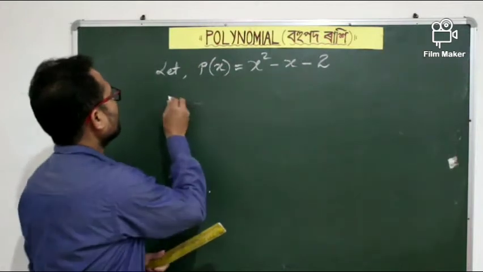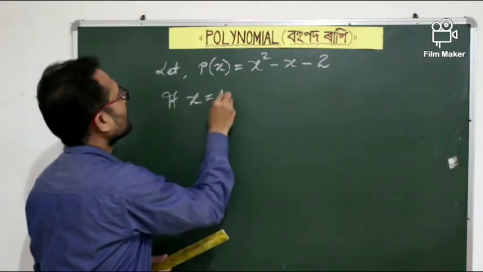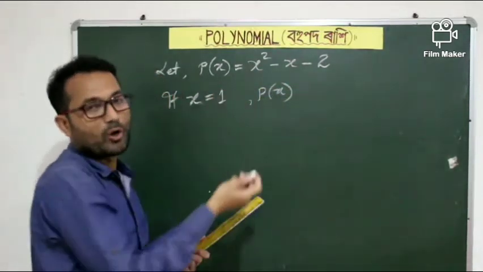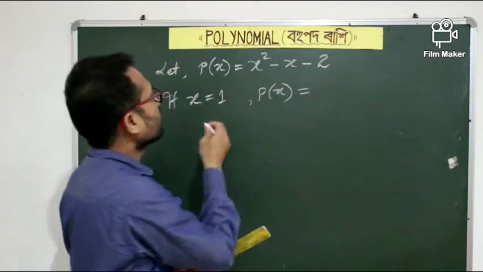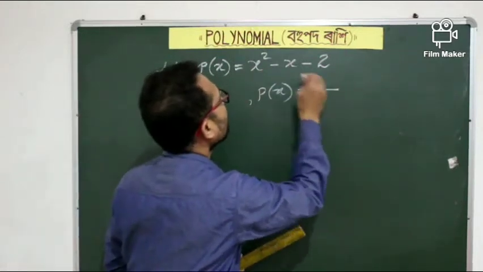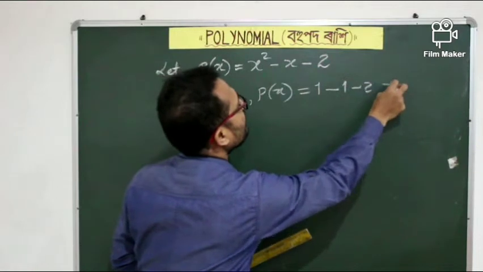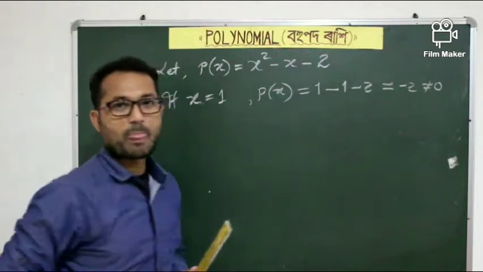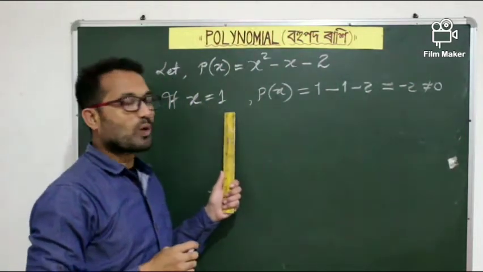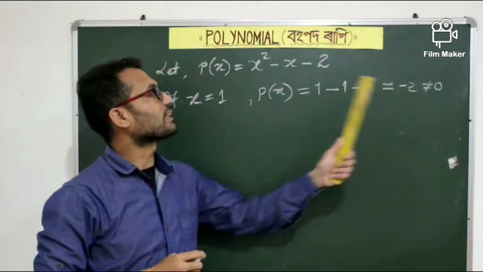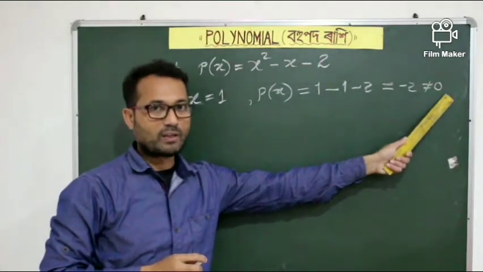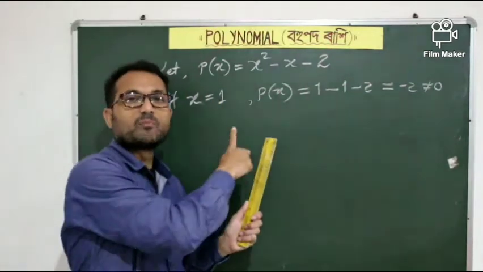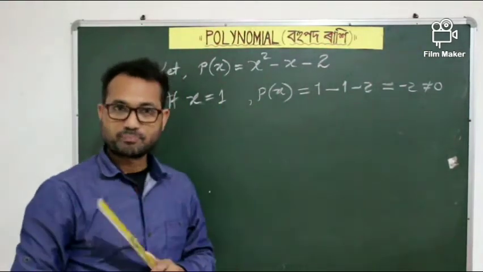So if x equals, I'm taking as 1, then let me see what is p(x). Can we get 0 or not? So if I put x equals 1, this will be 1 squared minus 1 minus 2, we got it as -2, which is not 0. So because for x equal to 1, the value of p(x) is not equal to 0, therefore x equal to 1 is not a zero of the polynomial p(x).